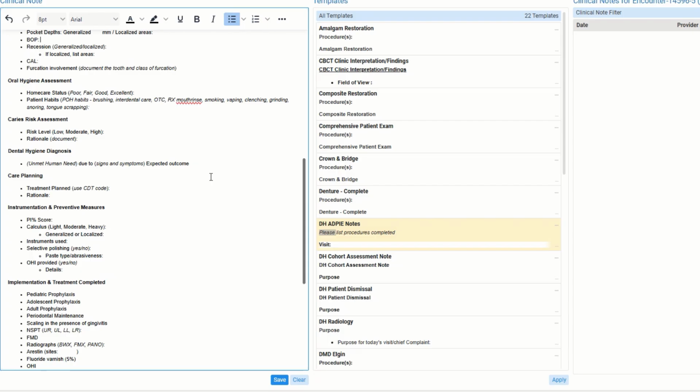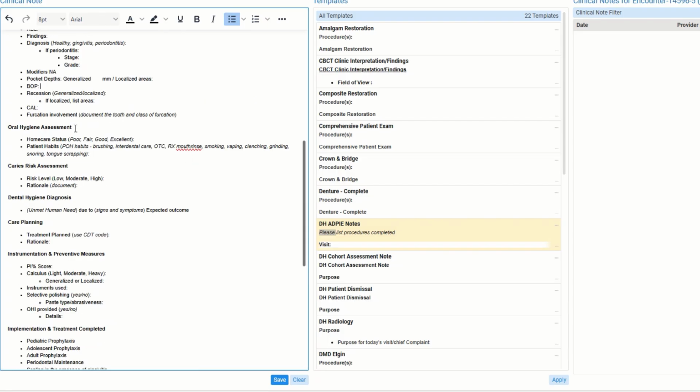Okay, let's jump down to your oral hygiene assessment. Okay, overall, do you think that the patient's home status is poor, fair, or good? Whatever you choose, you can delete all of this and put that.